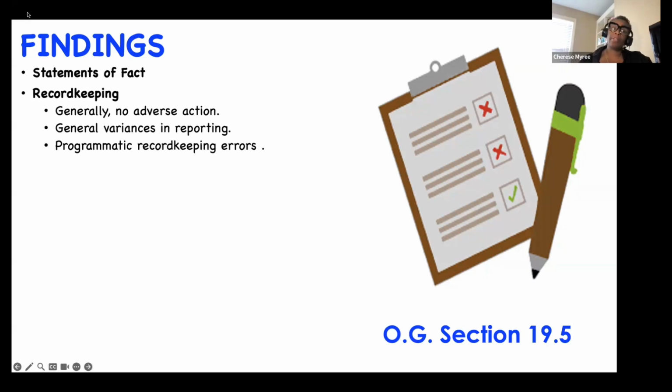Typically, you can have record keeping findings, which generally have no adverse action. It may be that you didn't keep a certain document on file, you didn't have a written procedure for CYE, or you didn't have a complete set of attendance records. Those are considered record keeping findings. Generally, not absolutely always, there are no adverse actions associated with them.